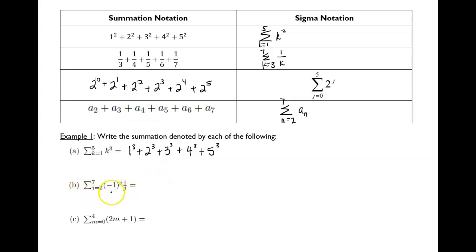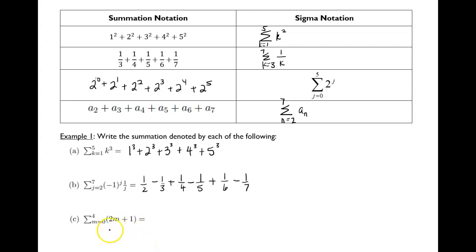In part B, we have something that's a little bit different. We have negative 1 to the j. Negative 1 to the j is called an alternator. That's going to make your sign alternate. When I have negative 1 squared, that will be positive. But once I have an odd value, negative 1 cubed is going to give me a negative 1. So my sign is going to alternate back and forth. My first value will be positive 1 over 2. My next value will be negative 1 over 3, plus 1 over 4, minus 1 over 5, plus 1 over 6, minus 1 over 7.